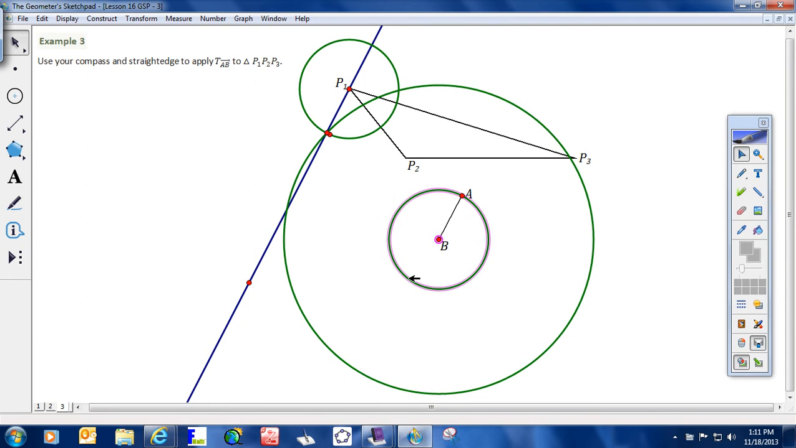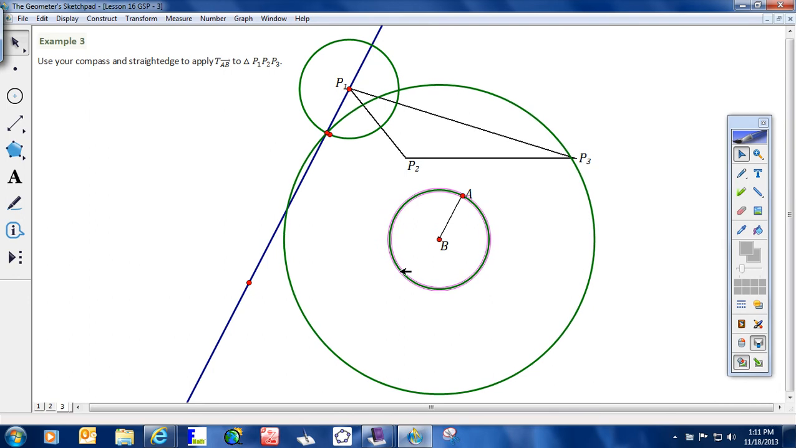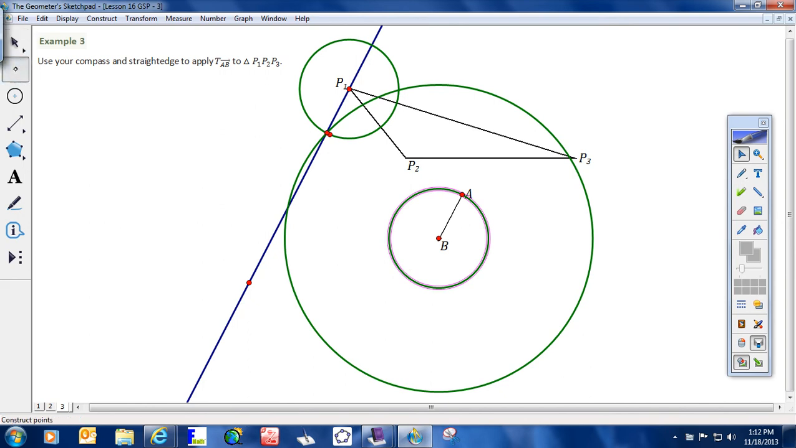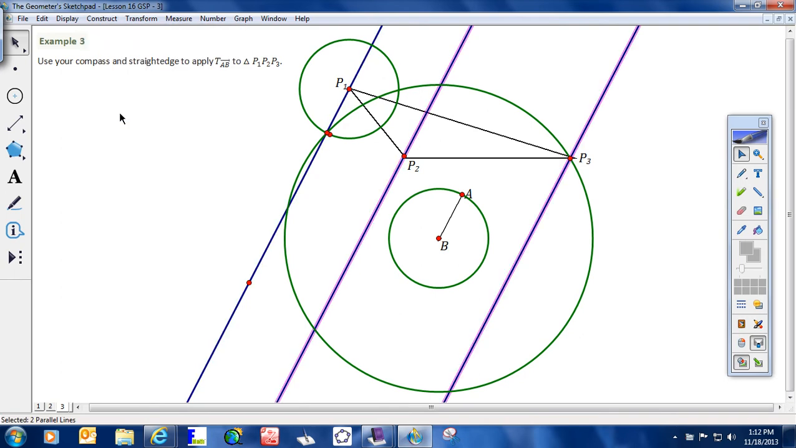See, it moves it with it. I don't want to move that, I just want to move this. How can I move it so that it doesn't move it with it? I guess I can't. But I could do this. P1 to B on radius B, or to the center B. Yes. So I've got 3 parallel lines.